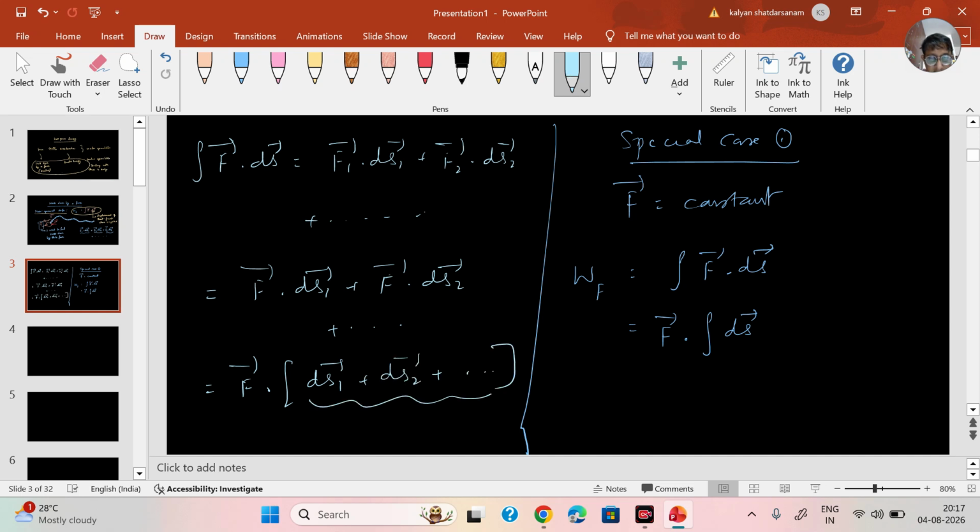If you look at this, it is nothing but adding all the little displacements, infinitesimal displacements. So there is integration of ds. That's how I wrote this. Now when you add all these little ds, what do you get? You get the net displacement.